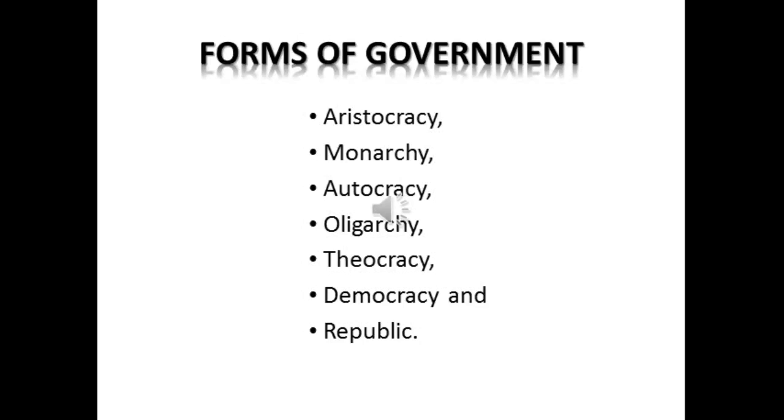These are based on the governance of a nation based on power. Such types of government were decided based on who has power. So based on the person and the governance of the country, the following types of government existed in this modern world: aristocracy, monarchy, autocracy, oligarchy, theocracy, democracy and republic. Let us discuss one by one in detail.